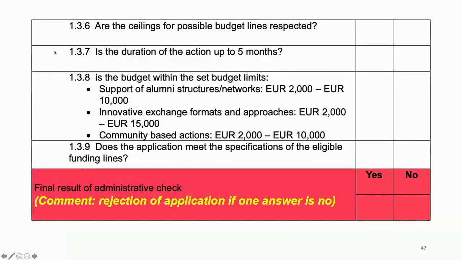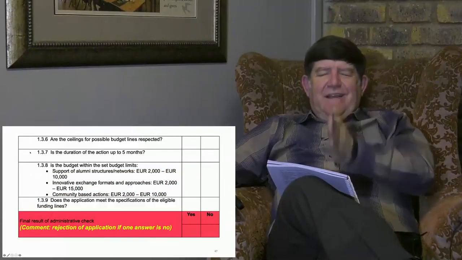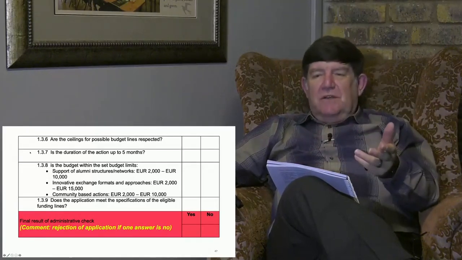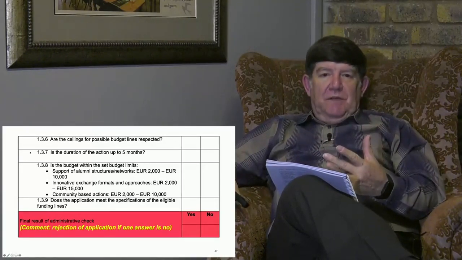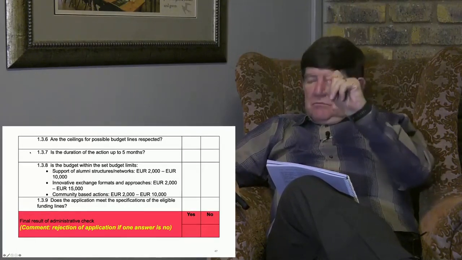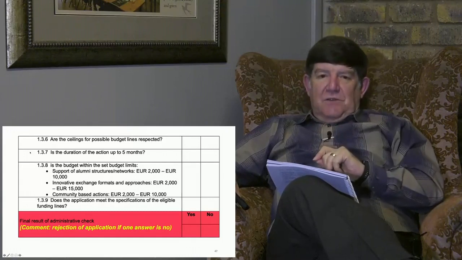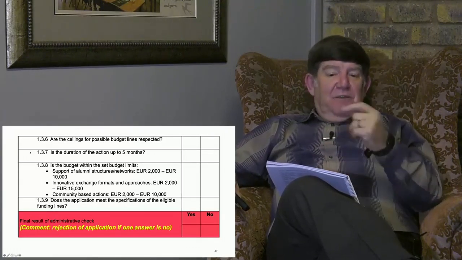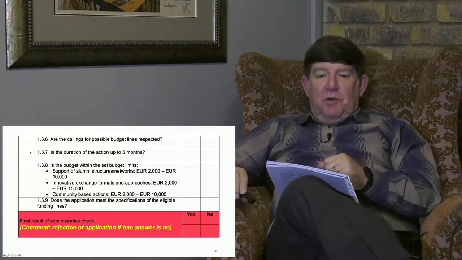Are the ceilings on the budget lines respected? You do not need to submit an application that ends up at exactly 10,000 euro. If it comes to 8,000 and your activity is completed on 8,000 euro, no problem. You don't need to actually submit a budget that gets to 10,000 or 15,000. Those are the ceilings. It may not exceed those values. If it's less, it's fine, no problem.